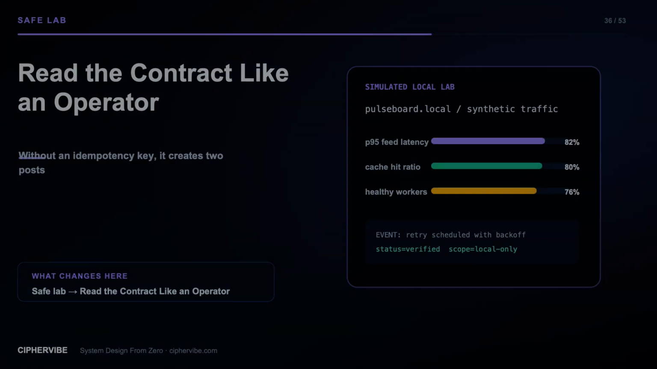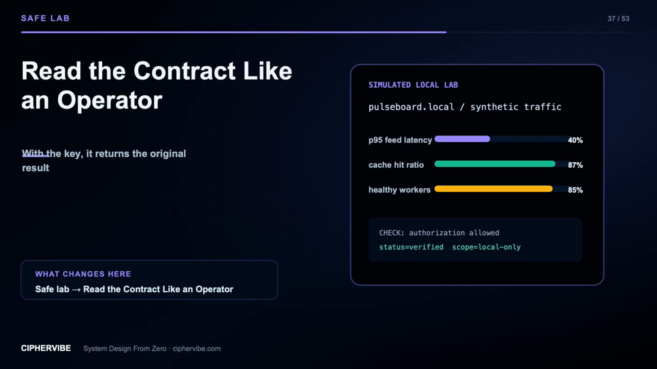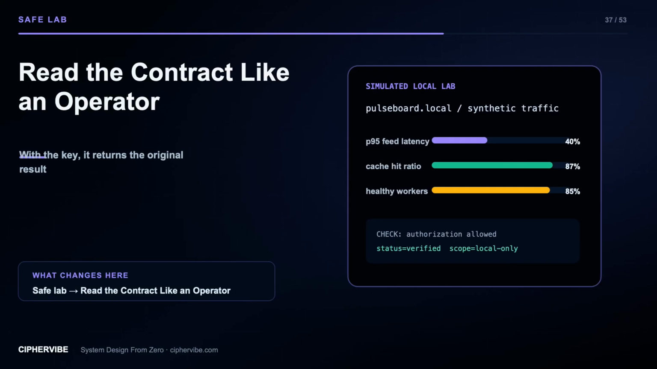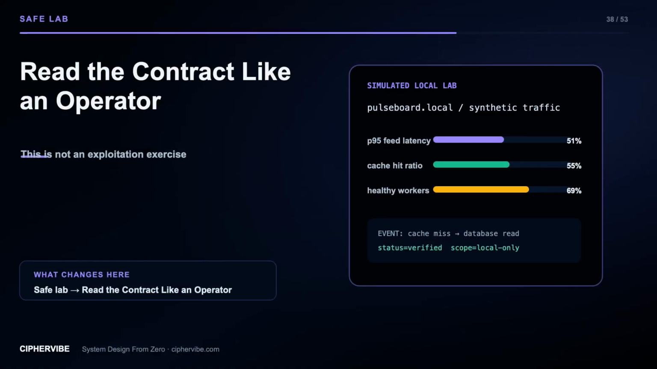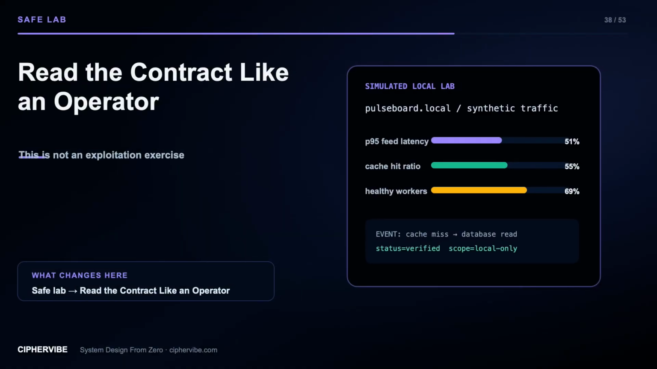This is not an exploitation exercise. It is a realistic way to see that API safety, data integrity, and user experience meet at the same boundary. Design the normal path and the retry path together.